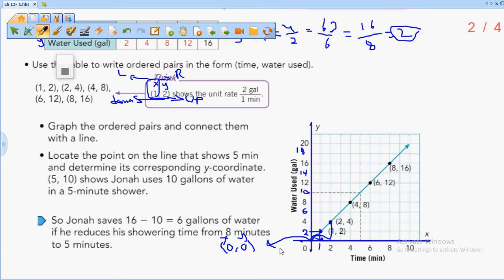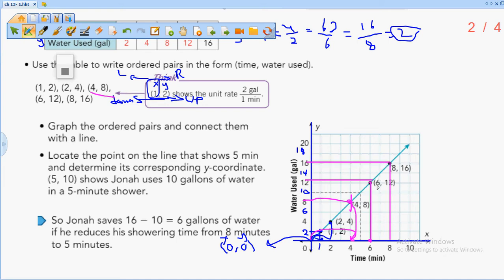Again here, if I want to represent 4 and 8, I have to go to 4, then 8, because the intersect between them comes here. And 6 to 12, 6 is here on the x-axis. Always, again, you have to take the x value first, then the y value is 12.